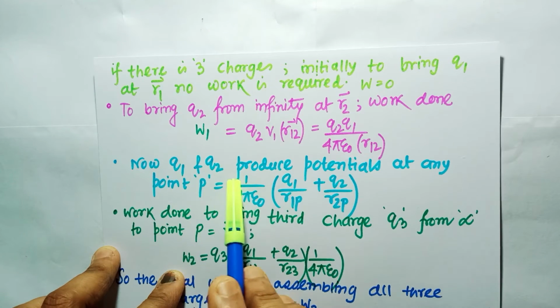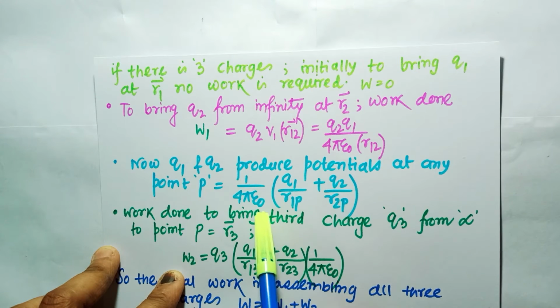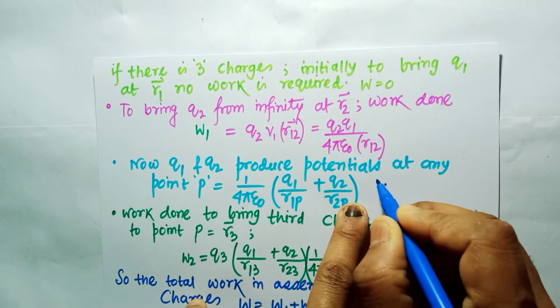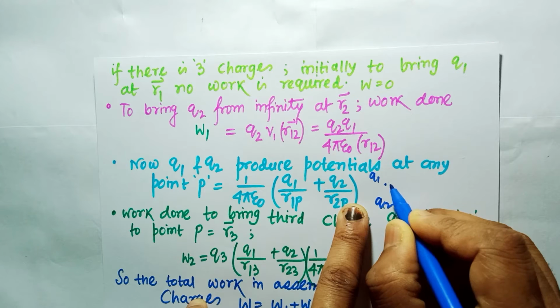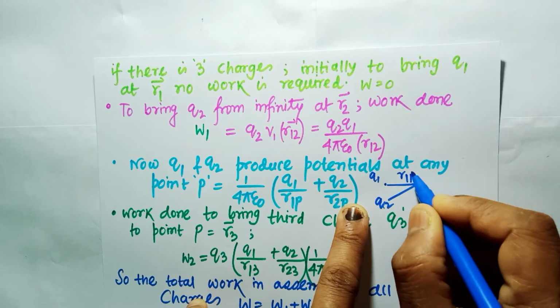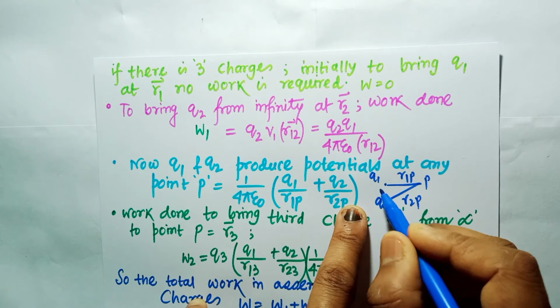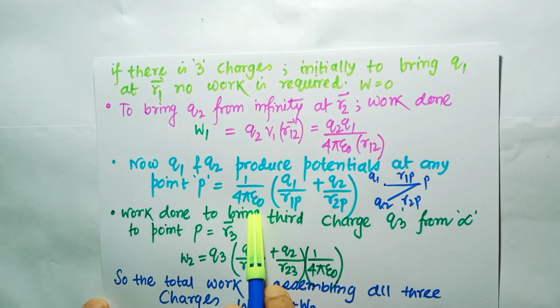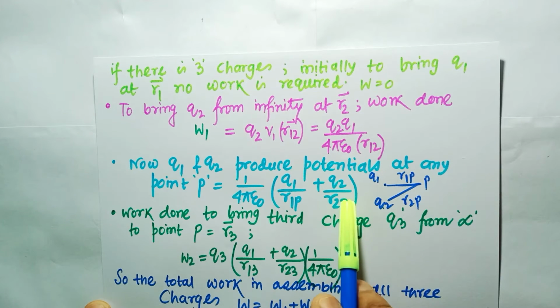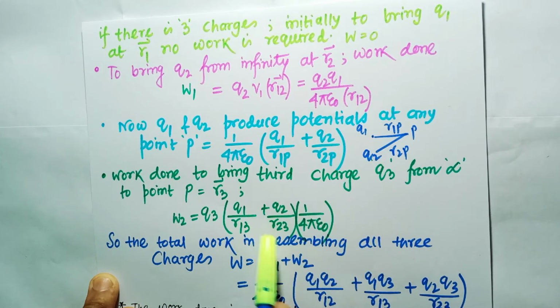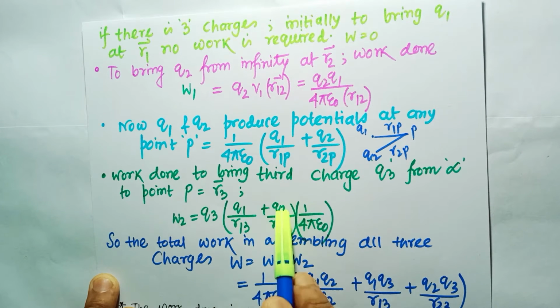Now Q1 and Q2 produce a potential at any point P: 1 by 4 pi epsilon naught times Q1 by R1P plus Q2 by R2P. Suppose Q1 and Q2 are here, and at the point P this is R1P and this is R2P. The potential is due to the contribution of both Q1 and Q2. Now the work done to bring the third charge Q3 from infinity to the point R3 will be Q3 times the potential that exists there, 1 by 4 pi epsilon naught times Q1 by R13 plus Q2 by R23.